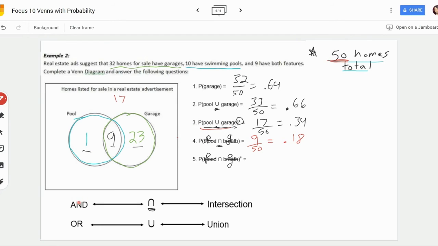That's somewhat important here, because we're going to do the probability of not pool and garage. We could take the complement of this fraction, which would be 41. That's the same as if you just added up all the numbers that aren't in the middle, that aren't both, and you'd get 41. Again, it's important to do this part. We kind of just moved on to this next part without doing that. So this is 41 out of 50, which is 0.82.